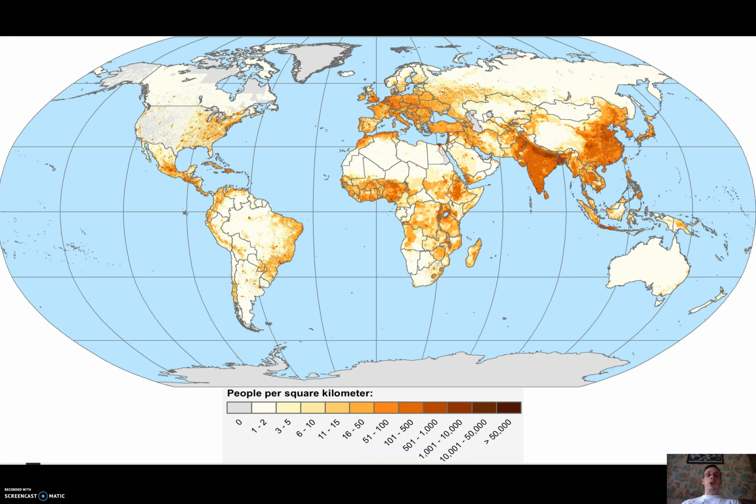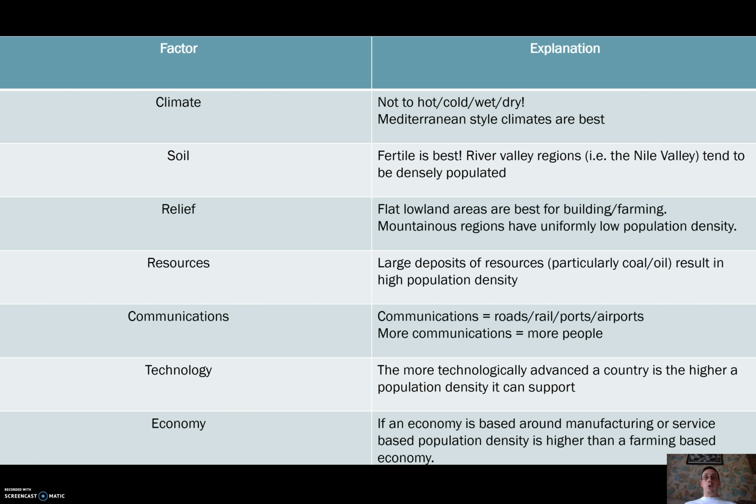So first off, you've seen maps like this before. A global population density map. The darker the colour is, the more people you have per square kilometre. And the big thing that we're really being asked to do here is to look at this and to explain why we've got areas where we've got either a very high population density or alternatively a very low population density.